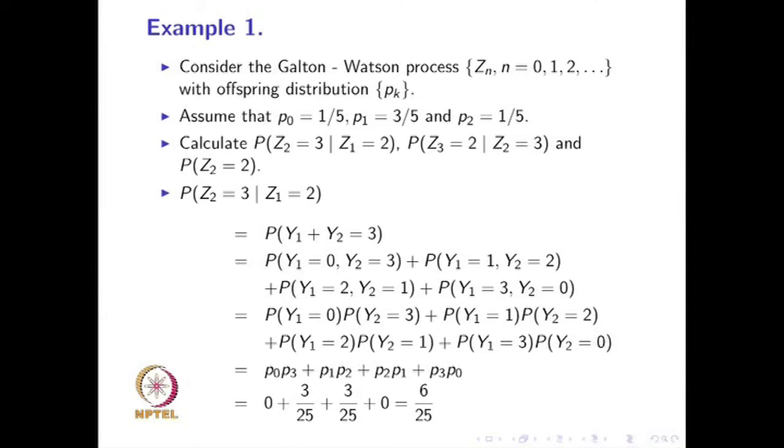Probability of Y1 equal to 0 is nothing but P0. Probability of Y2 equal to 3 is nothing but P3. Similarly, the second expression is P1 times P2, the third one is P2 times P1, the last one is P3 P0. Since P3 is equal to 0, the first term and the last term will be 0. So you will get P1 P2 plus P2 P1, that is the same as 6/25. So this is the conditional probability of Z2 equal to 3 given Z1 equal to 2.